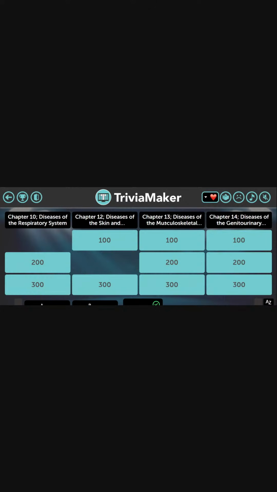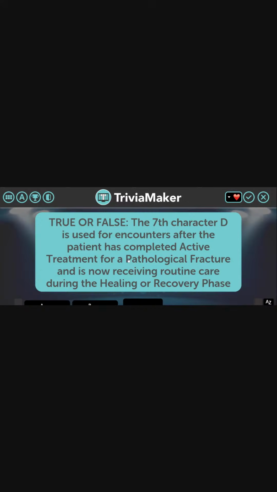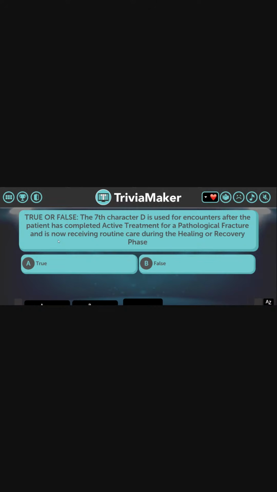Okay, now we're going to move on to chapter 13. Let's do a 300. All right, so, true or false? The seventh character D is used for encounters after the patient has completed active treatment for a pathological fracture and is now receiving routine care during the healing or recovery phase. So what are we using that seventh character for with this treatment for a pathological fracture? I know this is a long one, so I'll give you a few seconds to let it marinate and let me know.